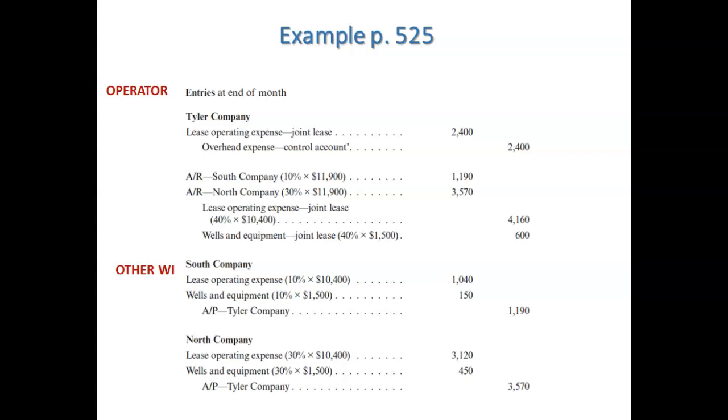For the journal entries made by the other companies, South Company is going to debit lease operating expense for their portion and their portion of wells and equipment of $150, and they're going to credit their payable to Tyler. North Company is going to do the same. Going to debit lease operating expense and wells and equipment for their percentage and credit the accounts payable due to Tyler.